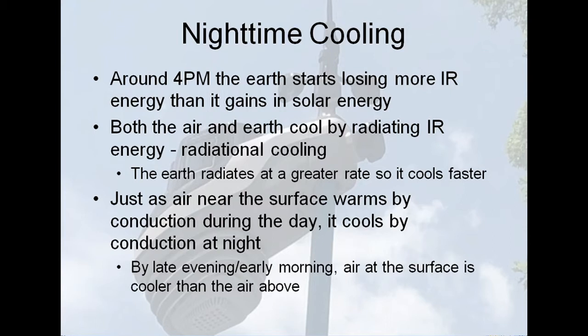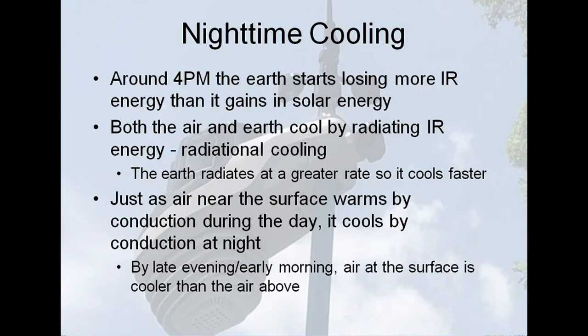So both the air and the Earth cool by radiating IR energy, and that's radiational cooling. The Earth radiates at a greater rate, so it cools faster. It radiates faster than it absorbs, so it cools off faster than it heats up. We talked about land. Land actually heats and cools 5 times faster than water, so that's a big factor. Earth is a big player there.